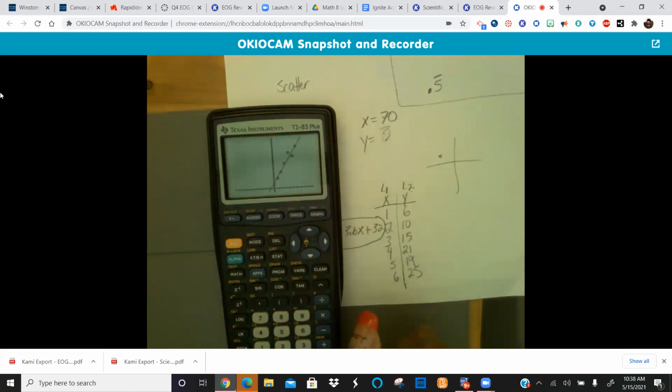And now you can see the line show up on the graph. That's the line of best fit. Okay. Any questions about that?